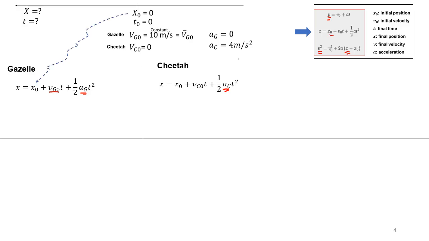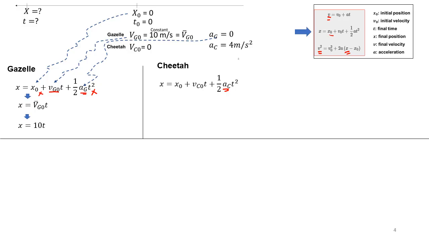Now if I substitute the initial velocity of gazelle, it is 0. Initial velocity of gazelle, which is the average velocity, 10 meter per second, we can substitute here. Then acceleration is 0. We get x is equal to vg0, average velocity of gazelle, into t. This term will vanish. So now substituting the value, we get x is 10t.